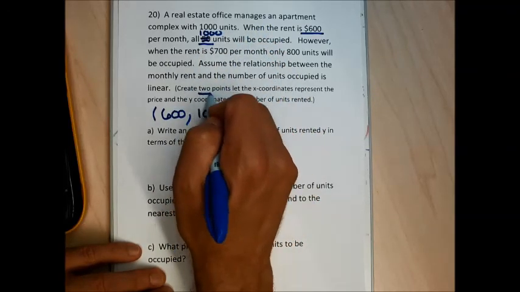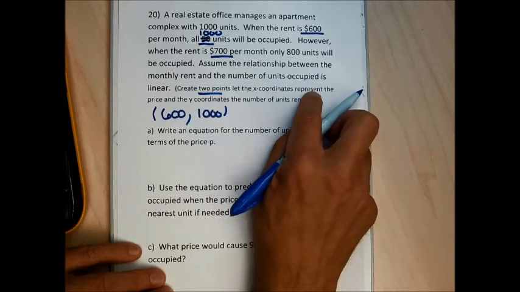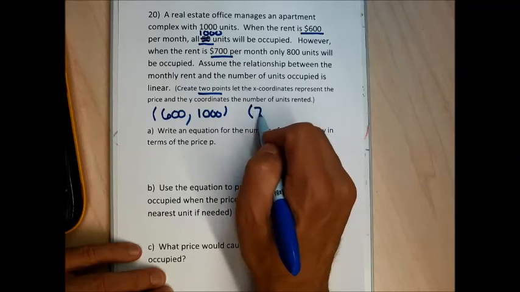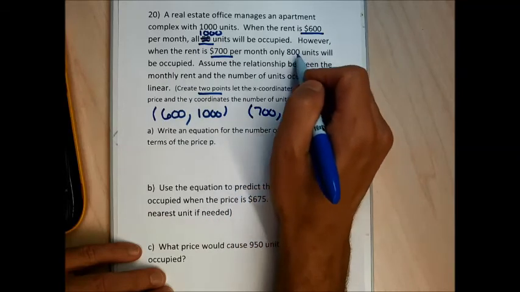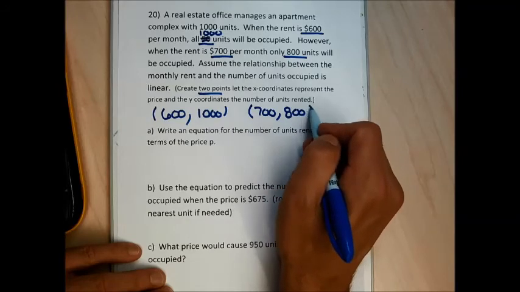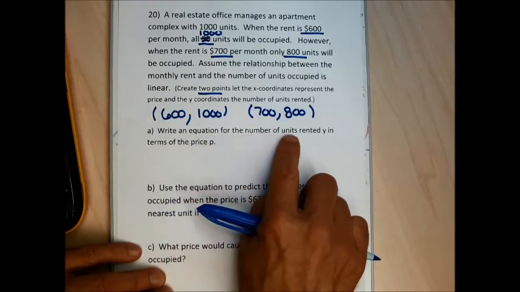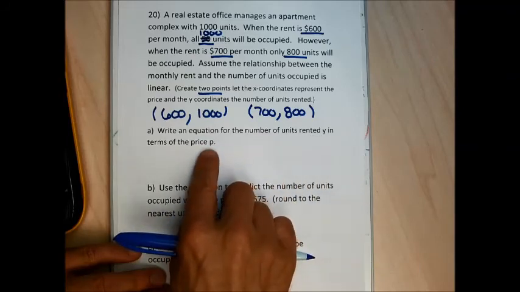I'm trying to create 2 points. The second point is when the rent is $700, the x coordinates represent the price. So when the rent is $700, only 800 units will be rented. So those are my 2 points. Now I'm supposed to write an equation for the number of units rented in terms of the price P.